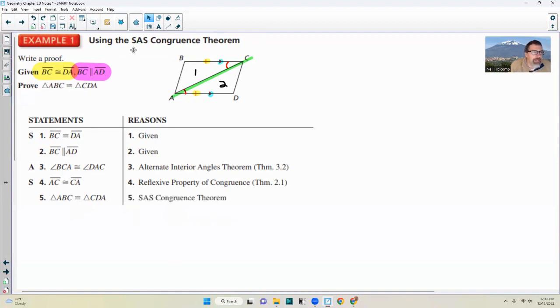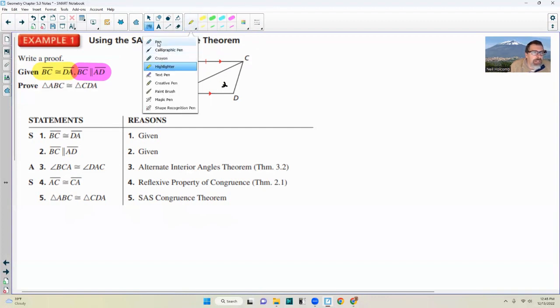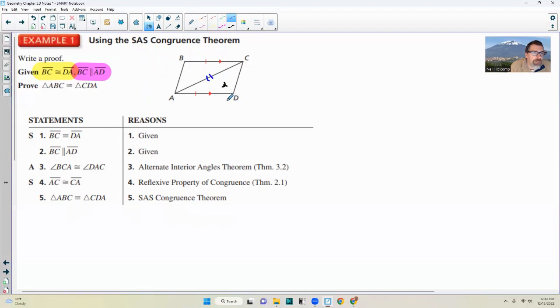Okay, and it's that easy. So let me move these markers out of the way, and you'll be able to see it if I label this now. This side is congruent to itself. So I have this side and this side with this angle.